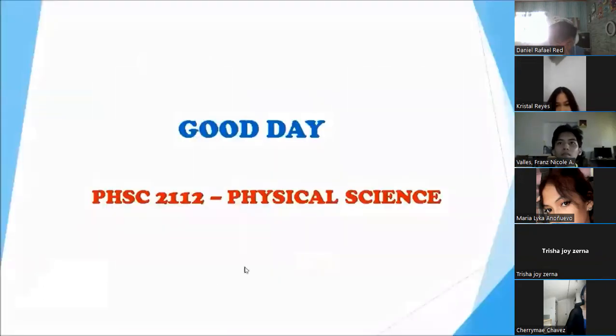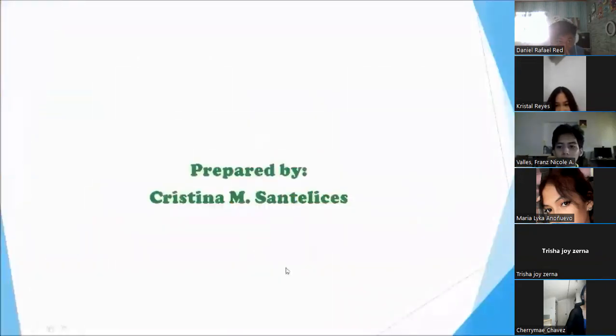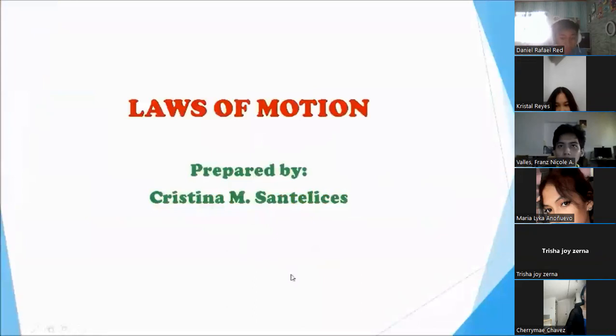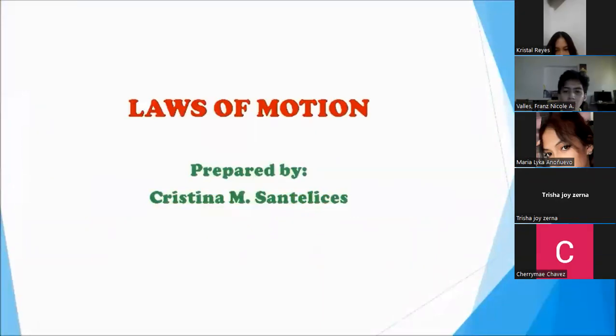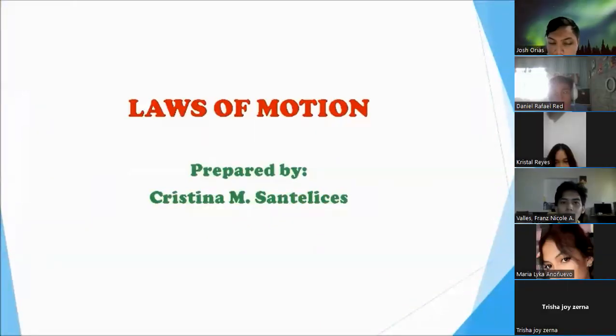This is physical science. So today we will be discussing about Newton's laws of motion. Okay? Newton's laws of motion. Alright? So pag sinabi nating laws or laws of motion, di ba? These are generalizations or statements that govern the behavior of moving objects.